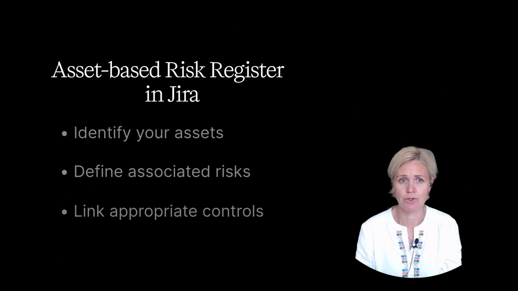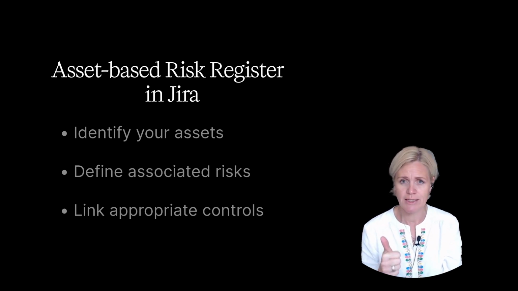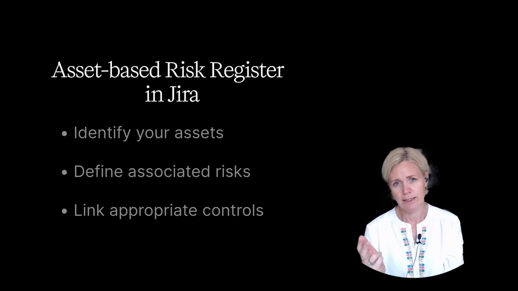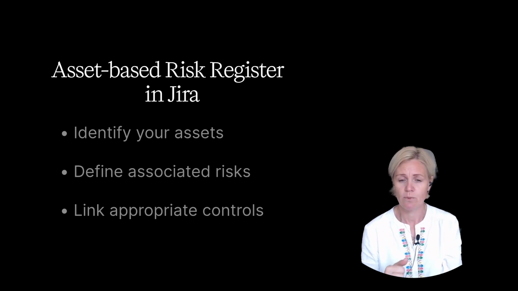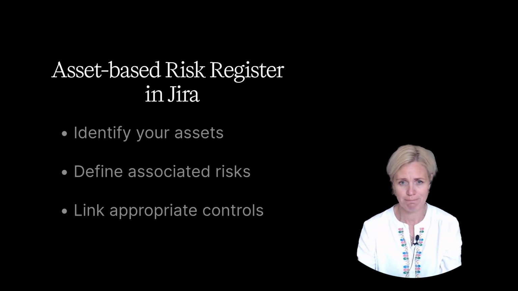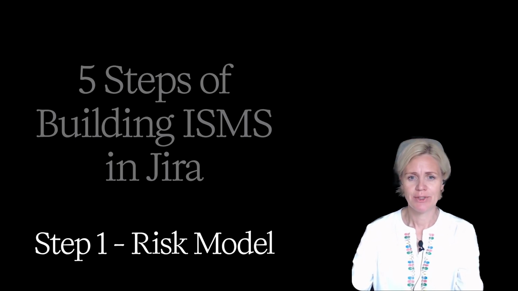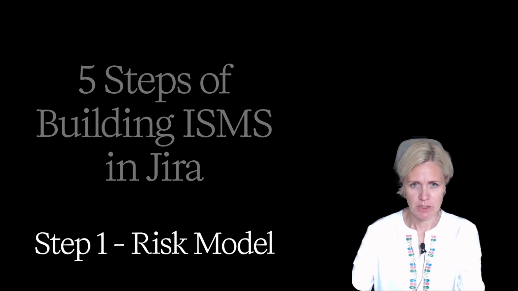But let's dive into Jira and see how you can build your 27001 compliant asset-based risk register by first identifying your assets, then defining the associated risks, and thirdly, linking the appropriate controls to the risks that you have already identified, while using the ready-made templates and built-in asset and controls libraries. Okay, let's look inside Jira and see how you can build your ISMS and your asset-based risk management with the help of the SoftComply Risk Manager Plus app.